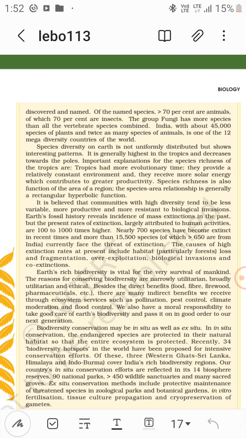Nearly 700 species have become extinct in recent times, and more than 50,500 species, of which more than 650 are from India, are facing the threat of extinction. The 700 are extinct, but the 50,500 are facing the threat of extinction.